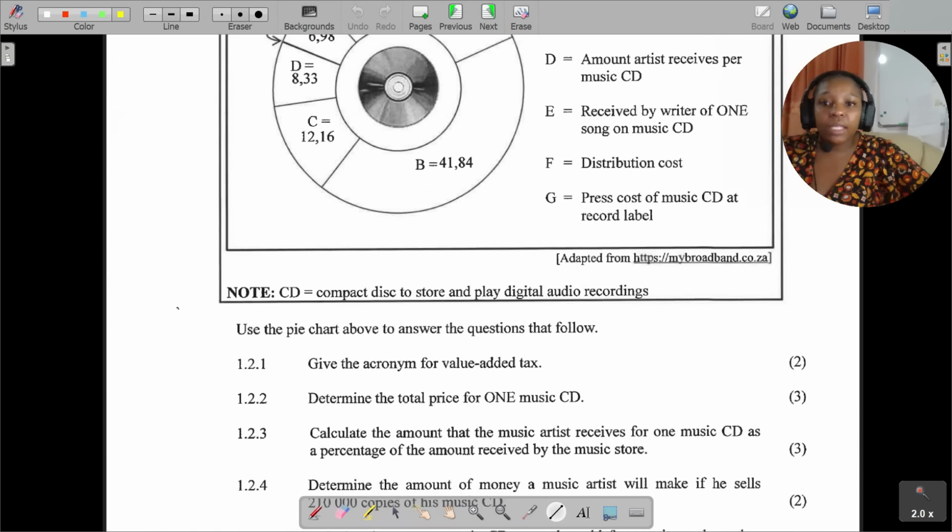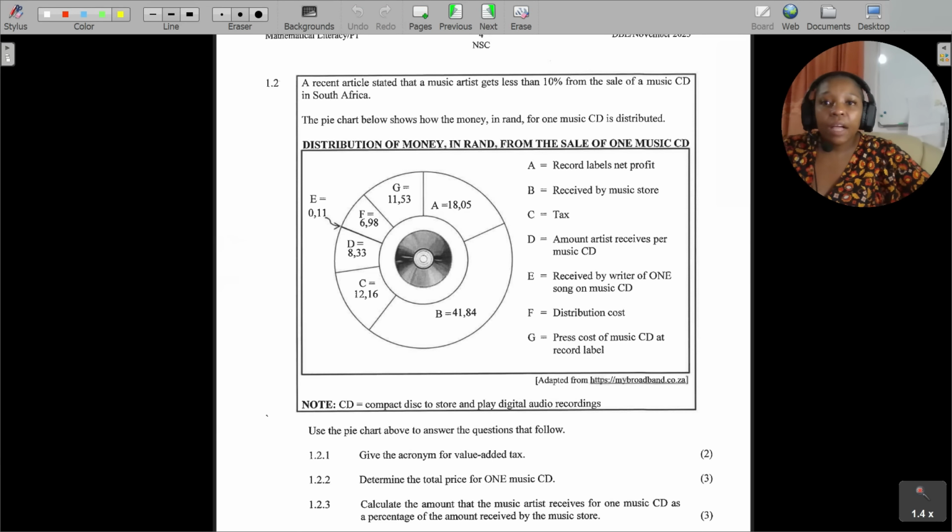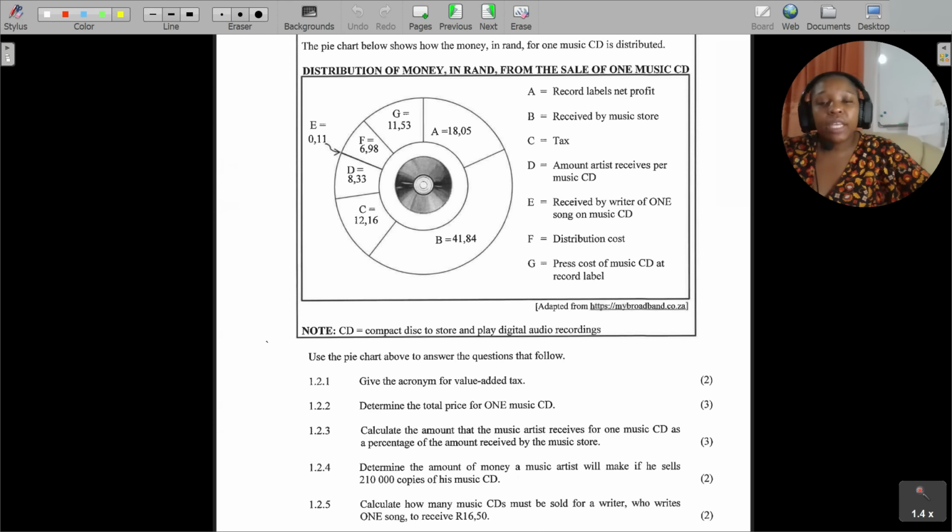Question 1.2, right? So what's basically happening in question 1.2? It says that a recent article stated that a music artist gets less than 10% from the sale of a music CD in South Africa. The pie chart below shows how the money in rand for one music CD is distributed. So this pie chart shows how the money in rands for one music CD is distributed.